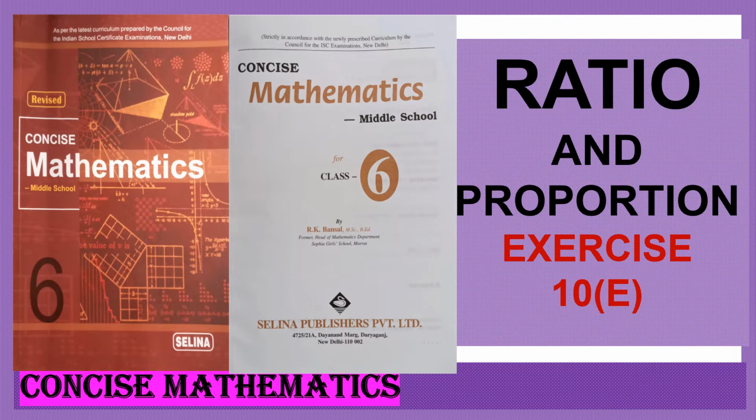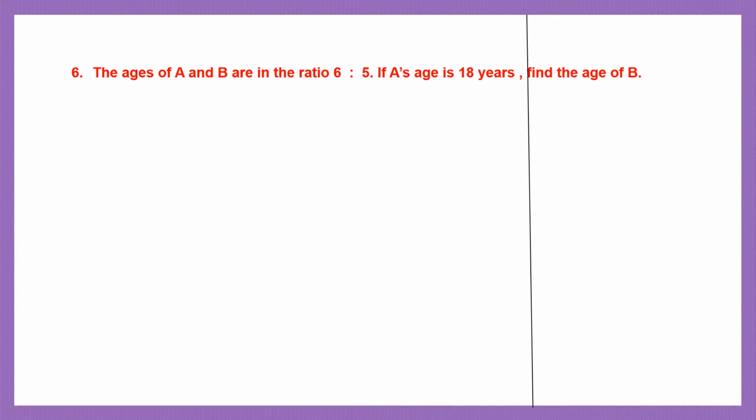Students, let's do ratio and proportion exercise 10E. We are with question 6. The ages of A and B are in the ratio 6:5. That means 6 is the age of A, so we have to keep 6 for A and 5 for B. Now they're saying if A's age is 18 years, we have to find the age of B.